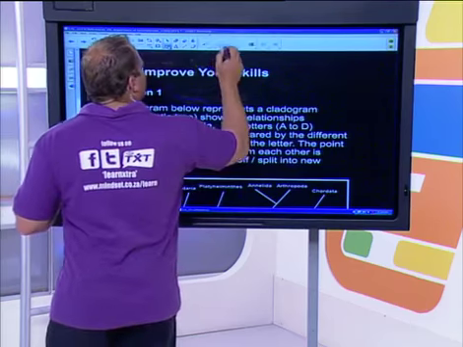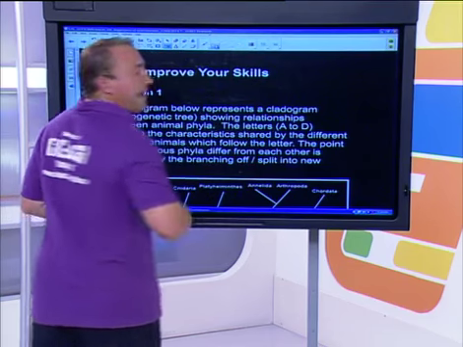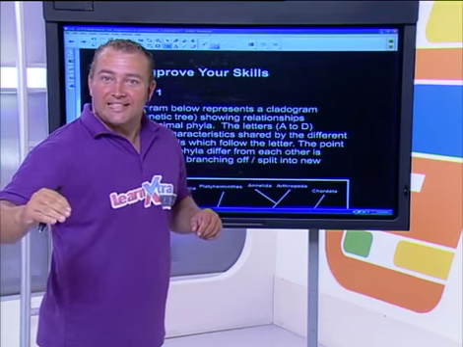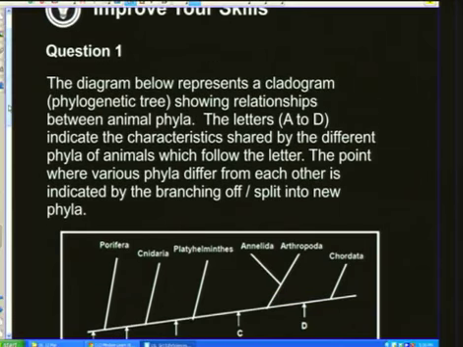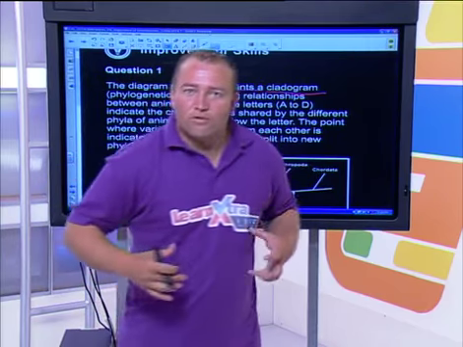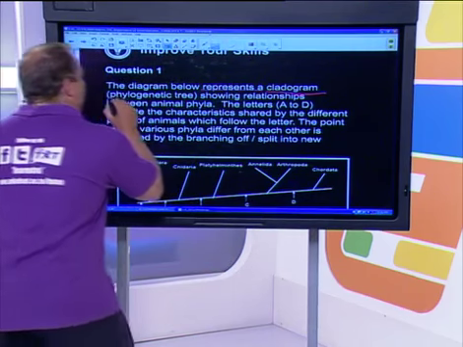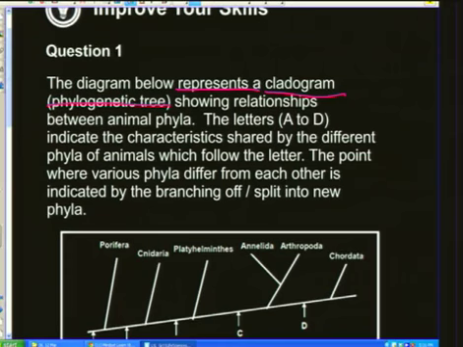On this question, I'm going to use pink for the ladies. It says here, the diagram below represents, ooh, look at this, a cladogram. How nice is that word, cladogram? It's how things have evolved. The cladogram, which is a phylogenetic tree, shows you the relationships and the characteristics and how things change. So that's what it all does.